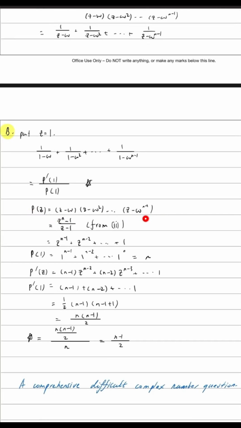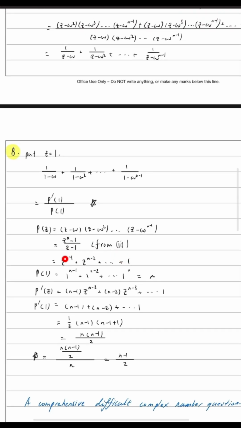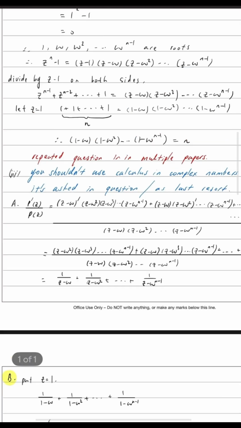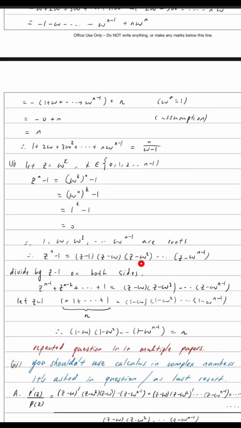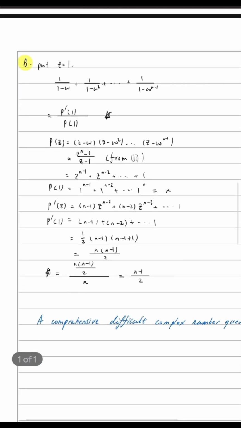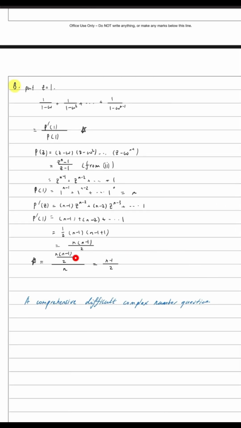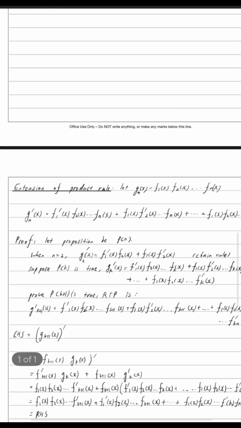You can plug in 1, but you don't know the value, so you need to make it like this. It's from the second question. We already know this, okay? So where we do this in the second question is that when we try to divide z minus 1 on both sides, we already proved this identity. So you have this identity here, and then finding the derivative and actually plugging in 1 would be easy, and then we can just get this result. So it's a comprehensive, difficult complex number question. I think if you know this, you will do any complex polynomial function questions. You'll be able to do it most definitely.